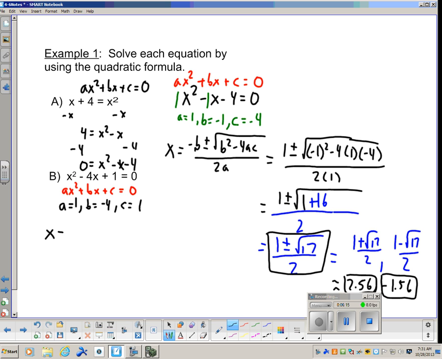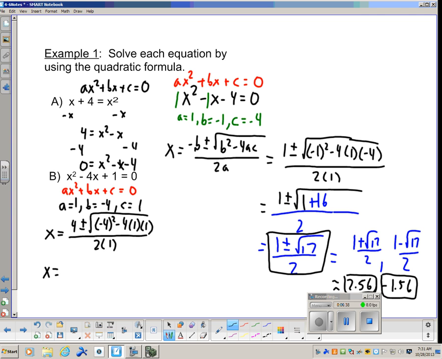So plug my values into the quadratic formula. The opposite of b here, the opposite of negative 4, is 4, plus or minus the square root of negative 4 squared minus 4 times a times c all over 2 times a.